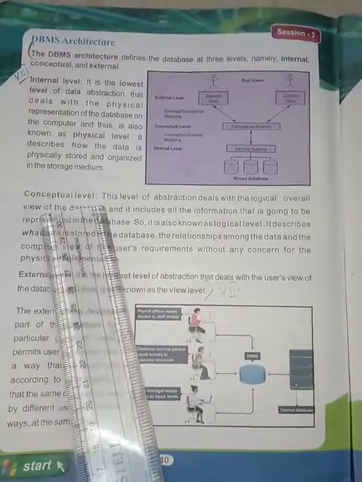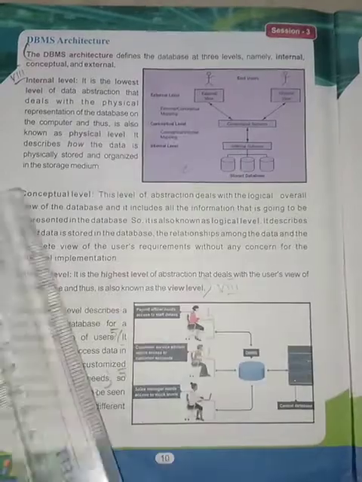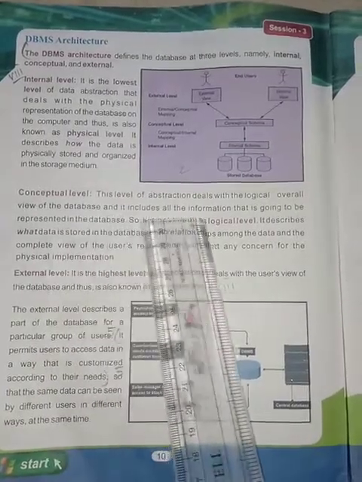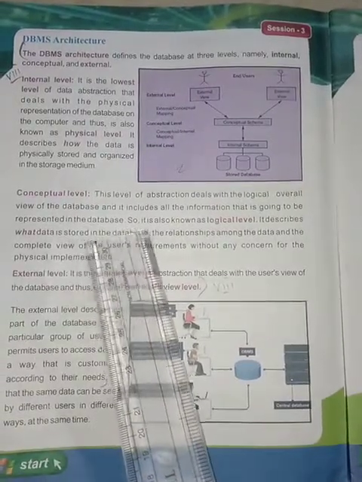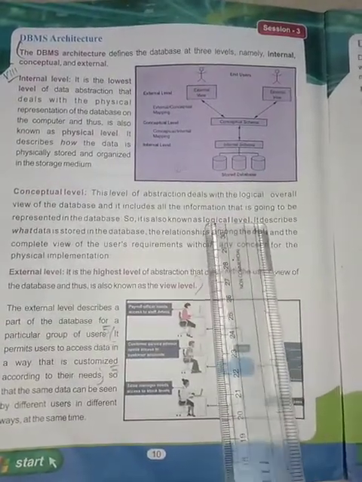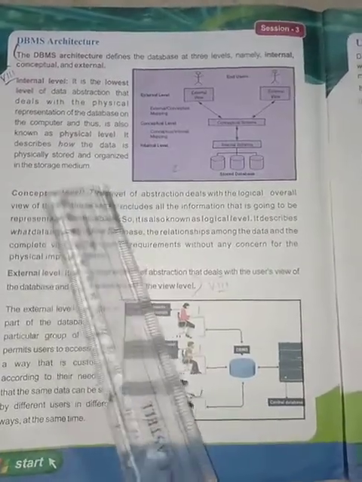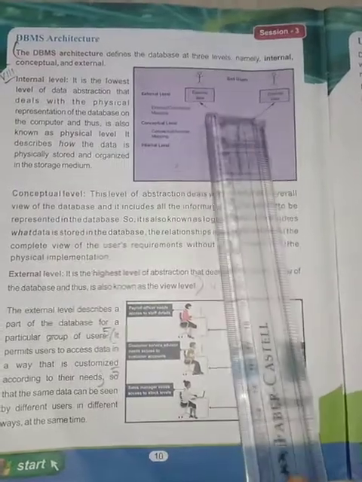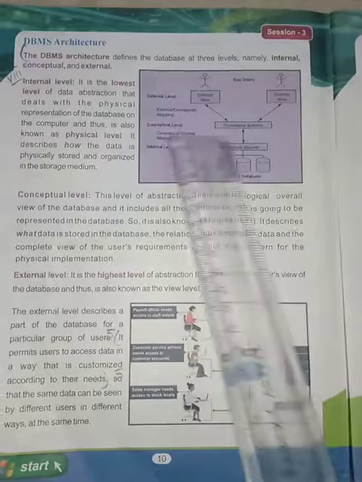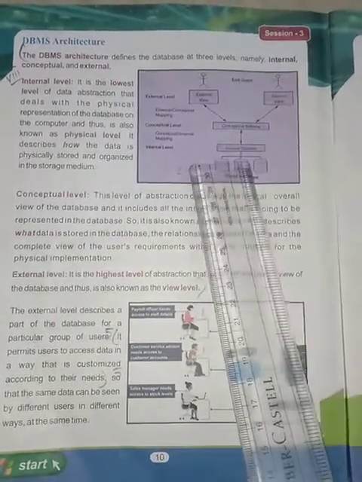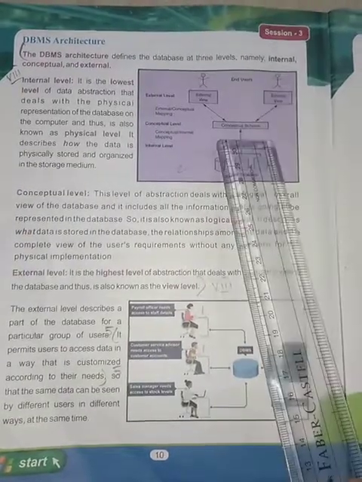Next, conceptual level. This level of abstraction deals with the logical overall view of the database and it includes all the information that is going to be represented in the database. So it is also known as the logical level. In this conceptual level, it will have all the information about the way the data is being stored in the computer.